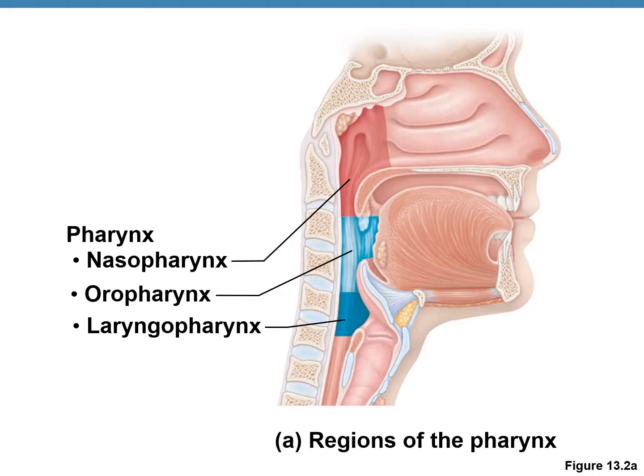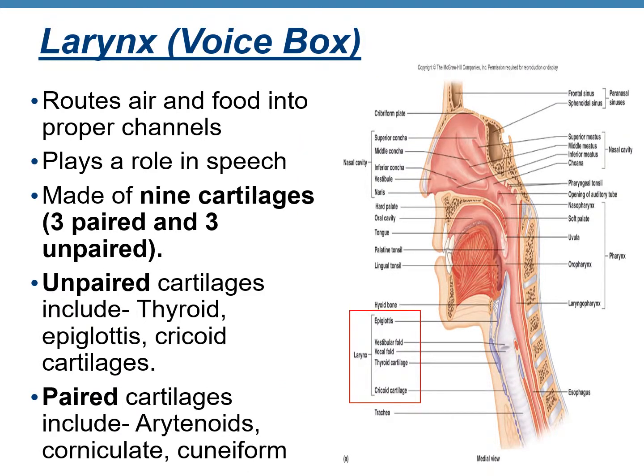This figure shows the three parts of the pharynx: the superior nasopharynx, the middle oropharynx, and the inferior laryngopharynx. Inferior to the laryngopharynx is the larynx, which is known as the voice box. There are two functions of the voice box. The first one is that it routes air and food into their proper channels. That means if food is coming down, it has to go into the esophagus. If it's air that has been breathed in, it has to go into the trachea. This is the one that separates the two. And the second function is that it helps in voice production.